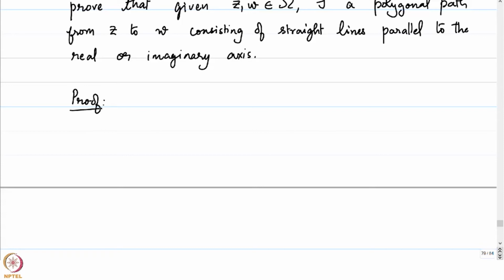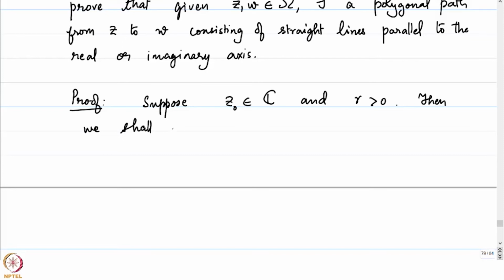Let's do one thing. Let's first show that in a disk we can always do this. So suppose z0 is a point in C and r be greater than 0. Then we shall first prove that the disk of radius r around z0 satisfies the above condition.